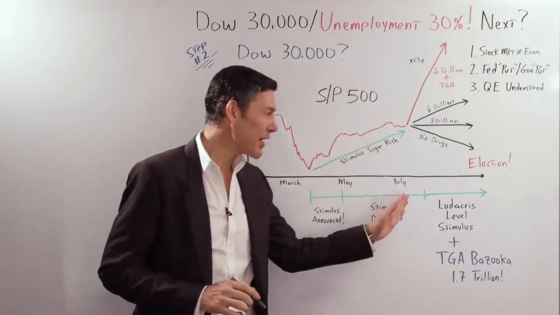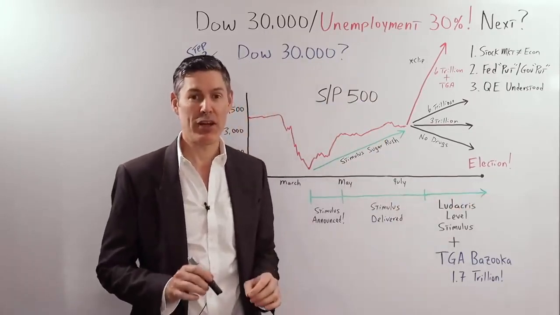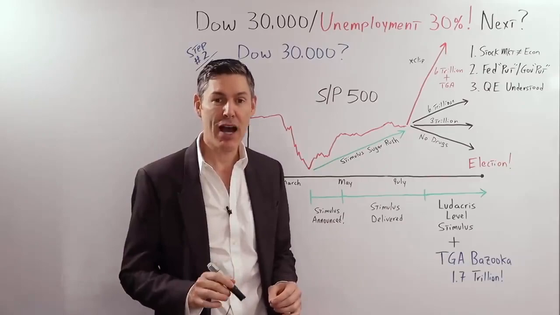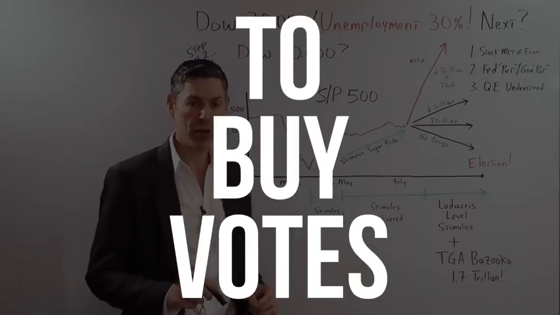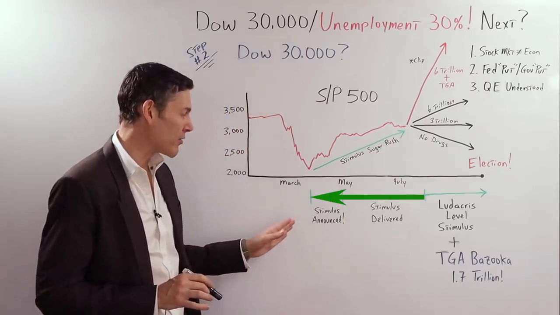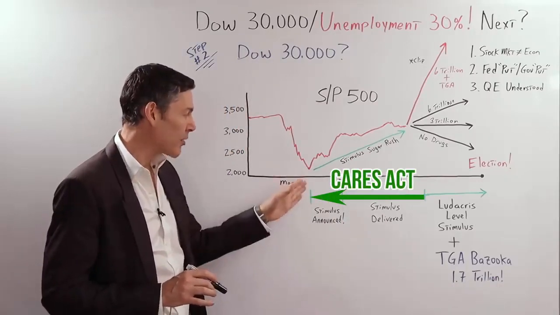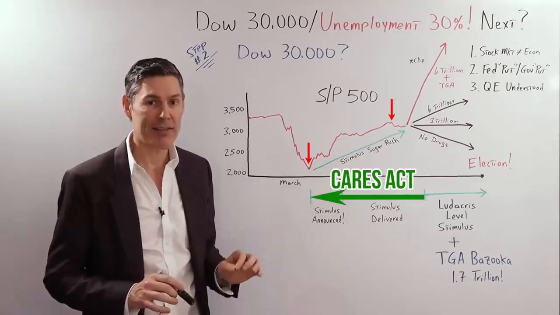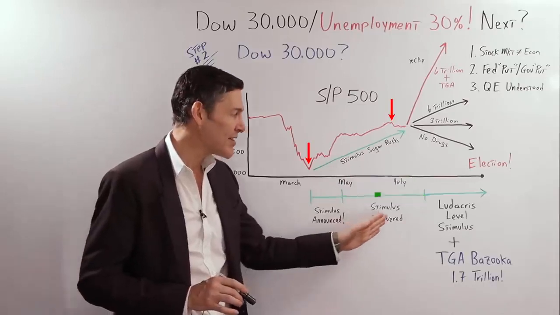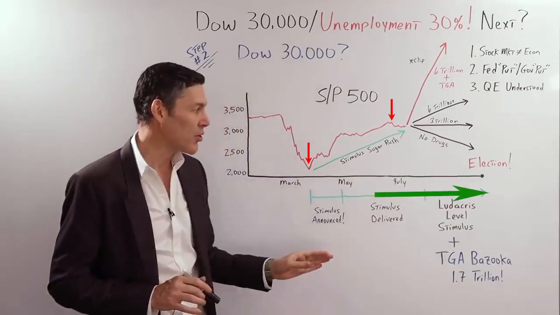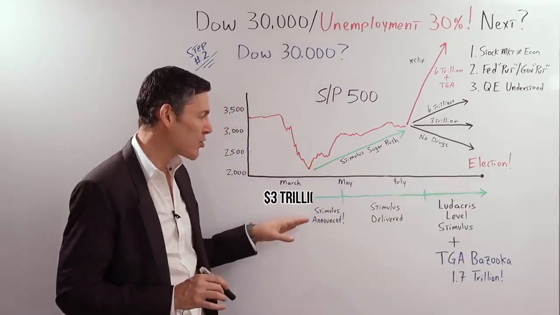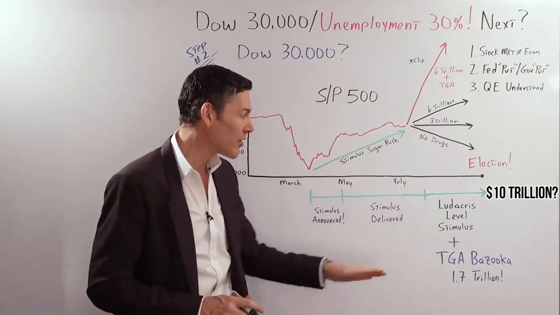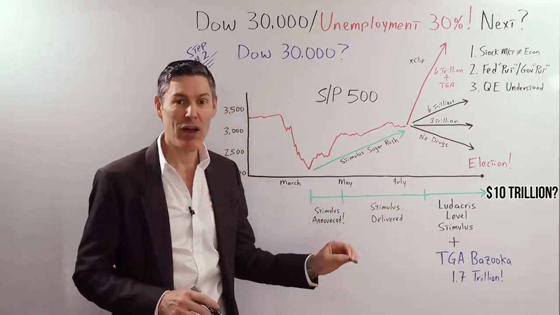And let's not forget, we're going into an election where every single administration, including the Trump administration, tries to juice the economy and the stock market to buy votes. So if the first round of stimulus, the CARES Act, brought the market from the lows in March all the way up to almost all-time highs in the S&P 500, what's this next round of stimulus going to do to the stock market? If we were at 3 trillion here, where are we going to be here? Is it going to be 9 trillion, 10 trillion? Who knows? It's going to be a ludicrous level of stimulus.